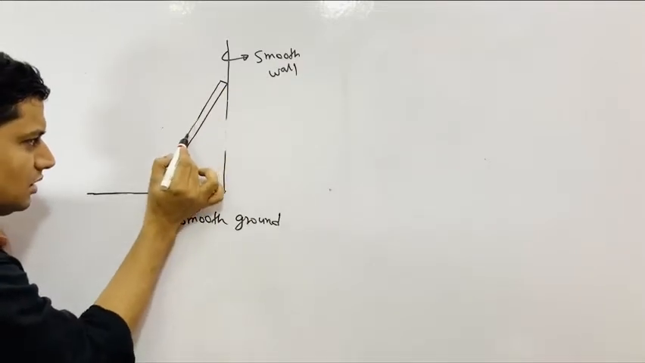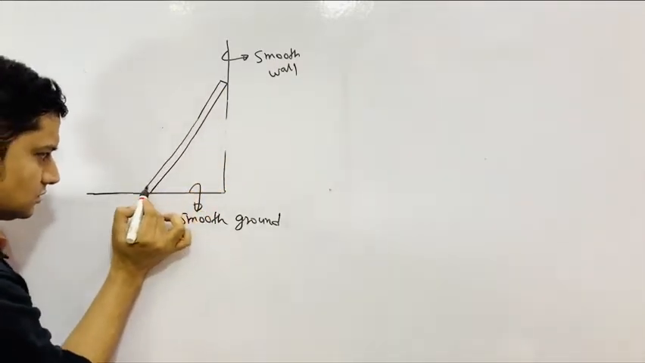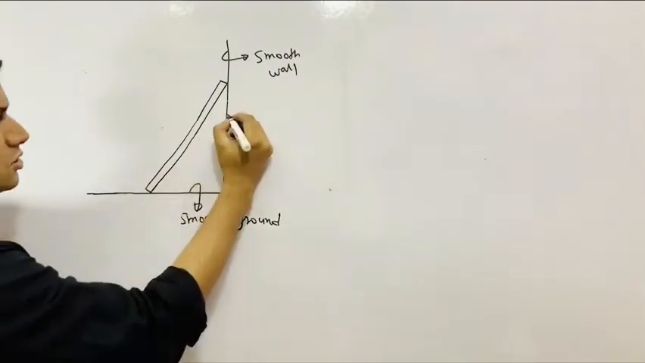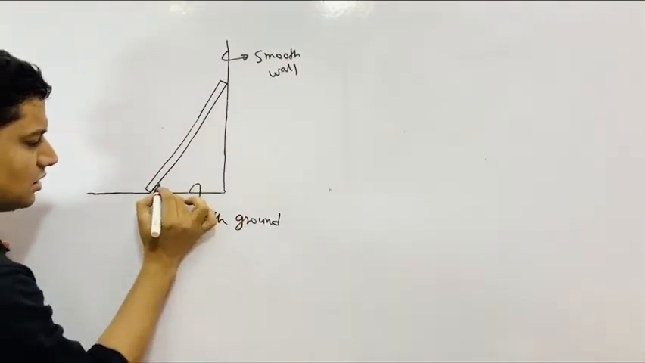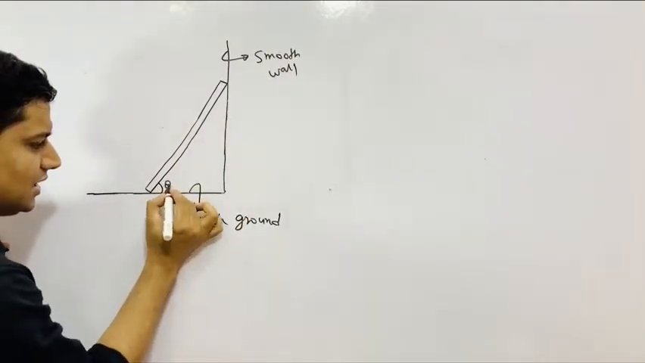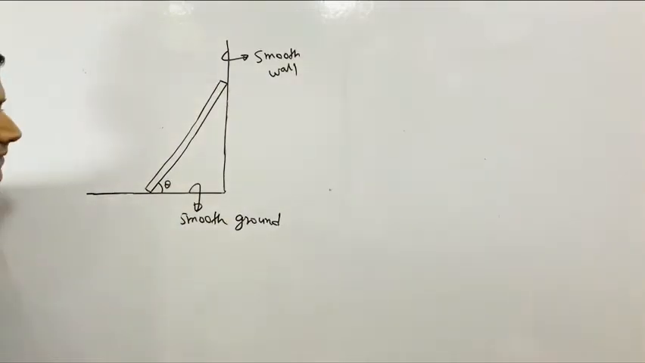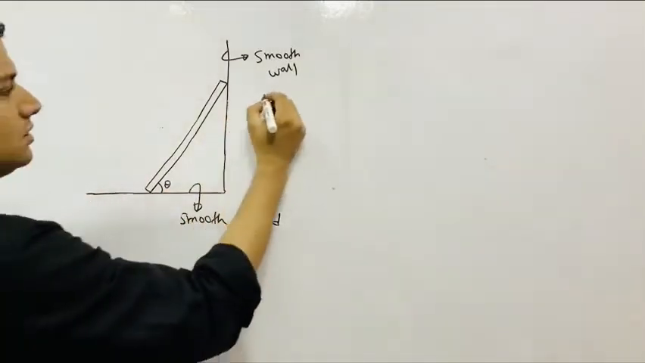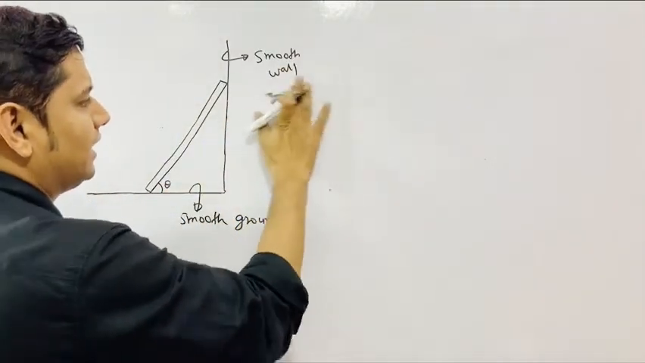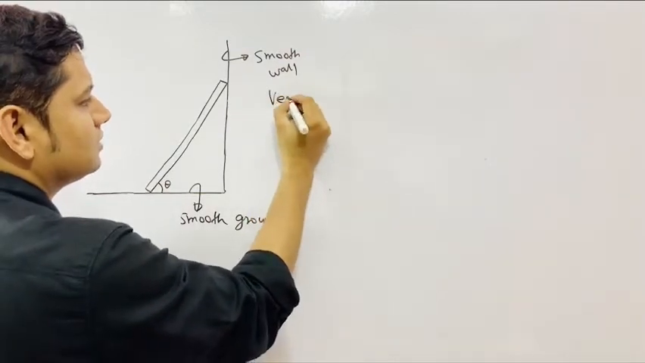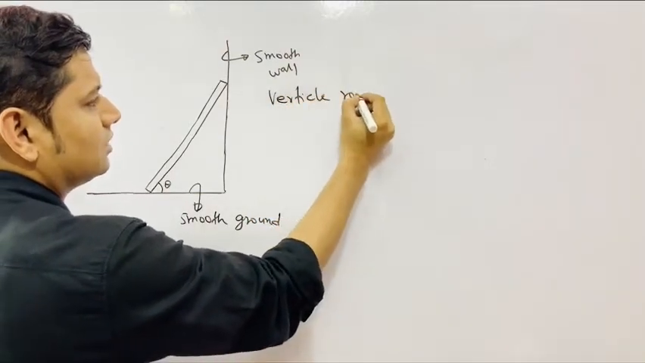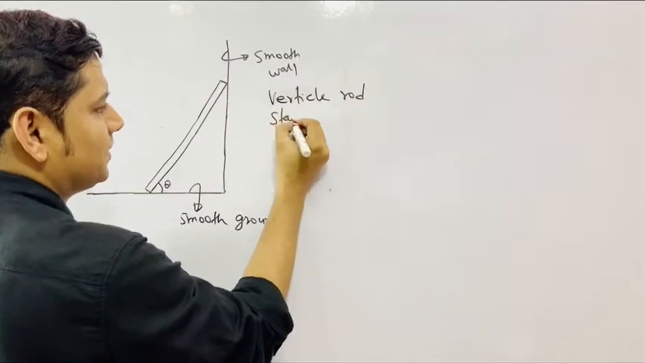While slipping, the rod is like this. So while slipping against this, the rod is like this. Suppose this angle is theta. Instantaneous angle is theta. So this is the slipping rod. I can write here: vertical rod starts slipping.